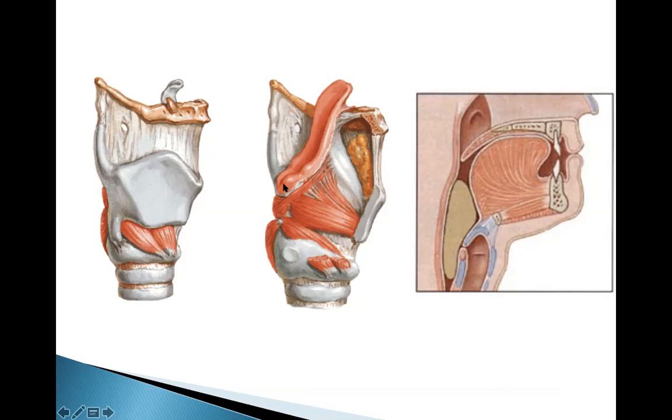Okay, so total of 9 laryngeal cartilages. We have 3 unpaired cartilages, again, the epiglottis, thyroid, and cricoid. And then we have 3 paired cartilages, where we're going to look at the arytenoid, corniculate, and cuneiform cartilages.